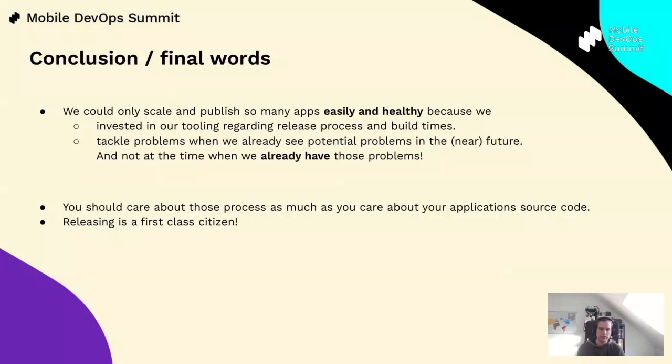Conclusion, or final words: we could only scale and publish so many apps easily and healthily because we invested in our tooling regarding release process and build times. And we tackled the problems when we already saw potential problems in the near future and not at the time when we already have those problems. So maybe as a key takeaway for you, you should really care about your release process as much as you care about clean application source code, because releasing is a first-class citizen.